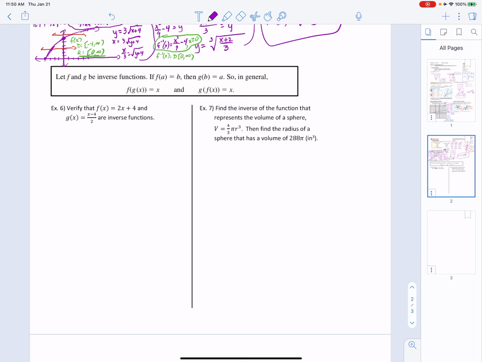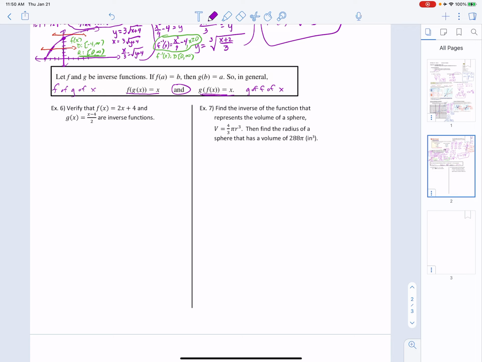What we're going to be doing in this is we have to show f of g of x, that's how we talk about that, f of g of x is x, and it's an and, it's not an or. You can't just do one or the other, you have to do both. You have to show g of f of x comes out to be x. And you have to show this algebraically.